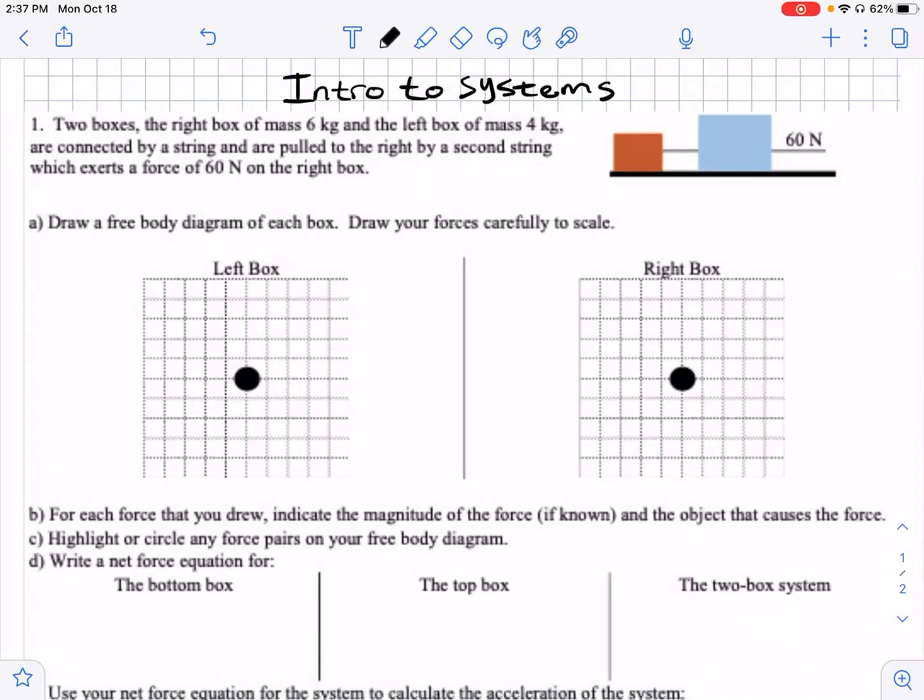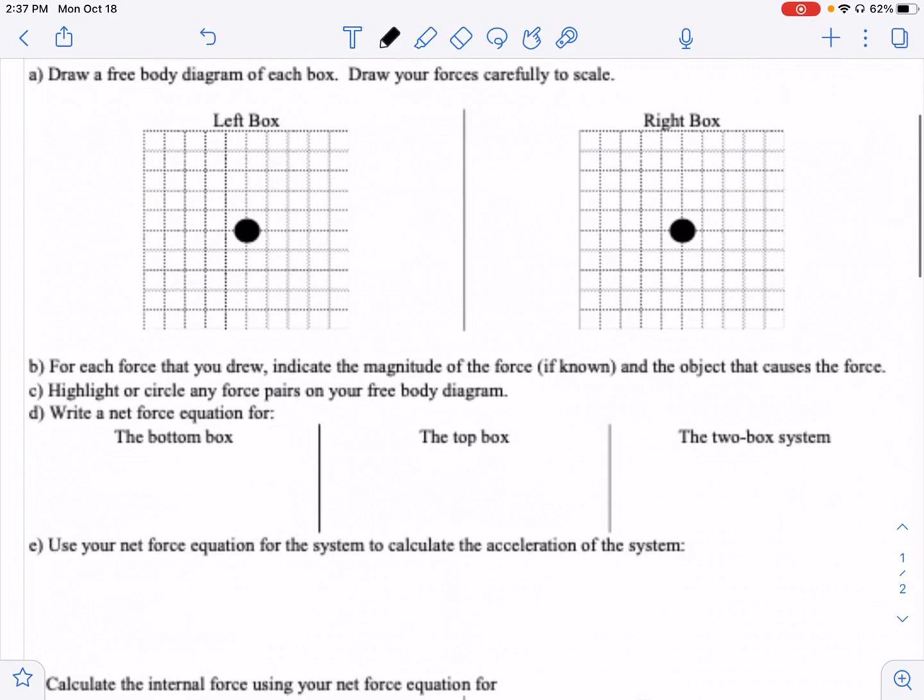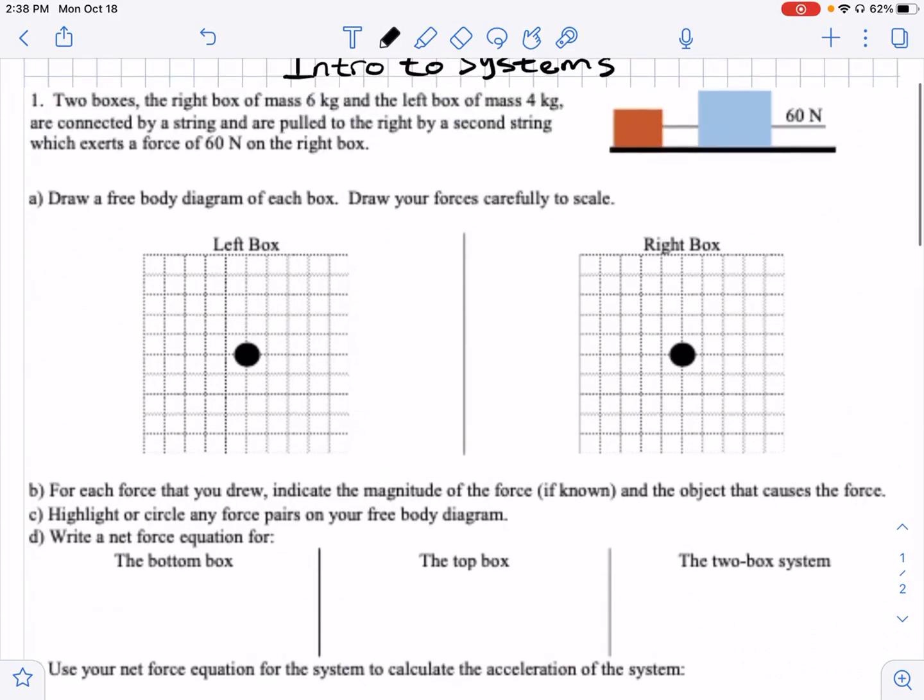Hey there, we're going to work these first two examples for the intro to systems. So number one says we have two boxes. The right box has a mass of 6 kilograms, the left one has a mass of 4 kilograms. They're connected by a string and then pulled by a second string with a force of 60 newtons. So part one, we're going to make a free body diagram of the two boxes.